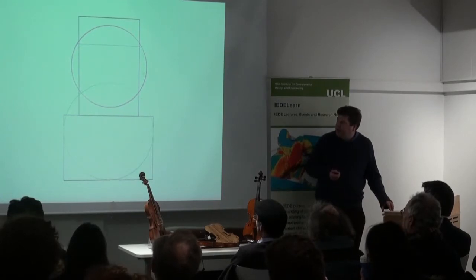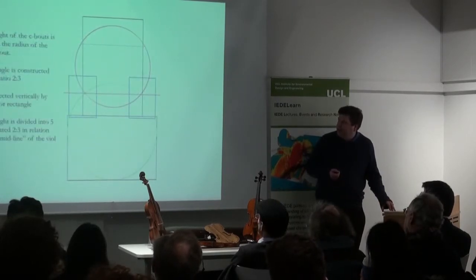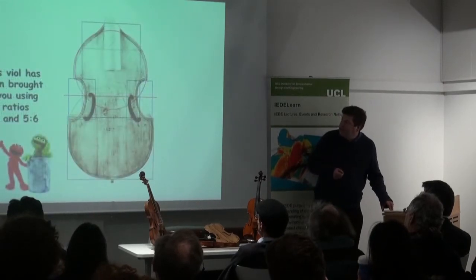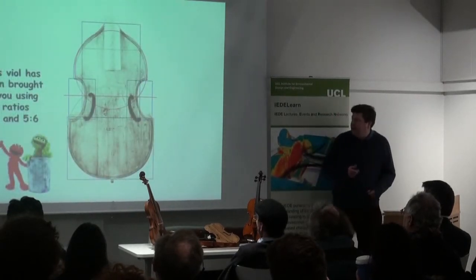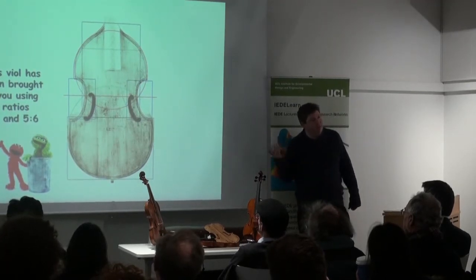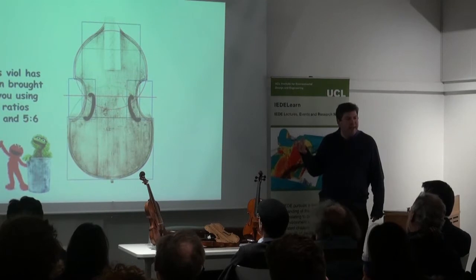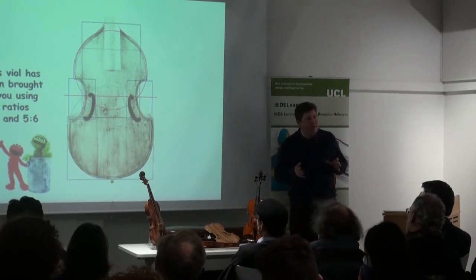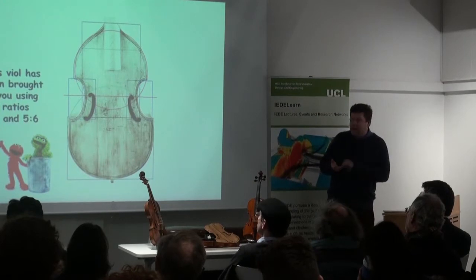And the joy of this very sophisticated way of, well, actually quite simple way of creating an instrument is that we've used two proportions only in order to create this instrument. Everything's been done with compasses and rules. 5 to 6 is your perfect fifth.